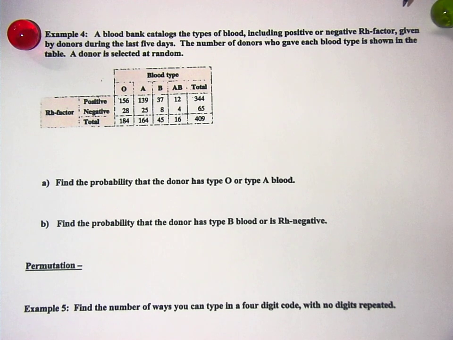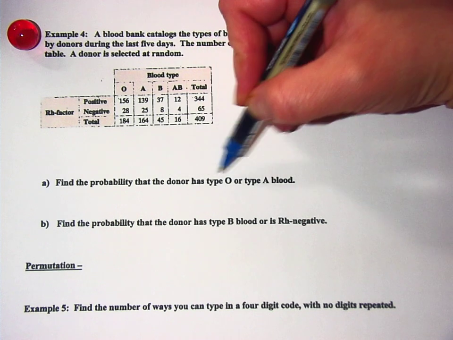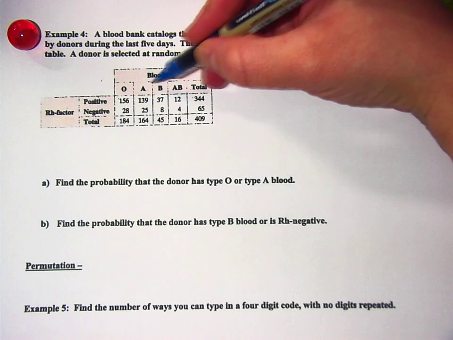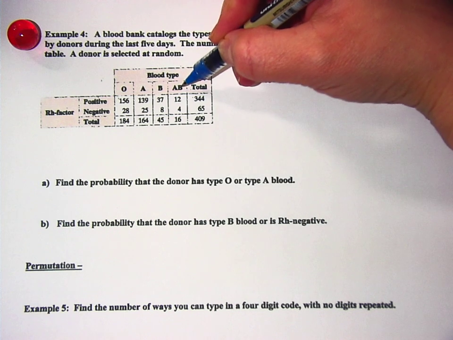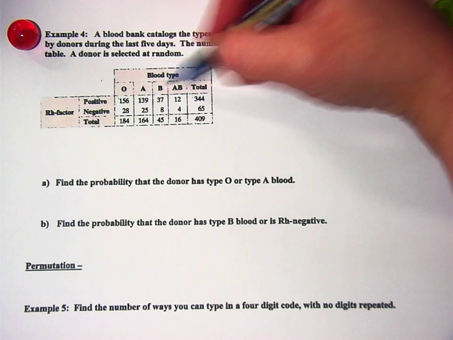Something you should know if you're ever in an accident. The number of donors who each gave blood is shown in the table. Donors are selected at random. Okay, find the probability that they have type O or type A blood. Now, type AB blood is not also type A blood. These are all very different things.